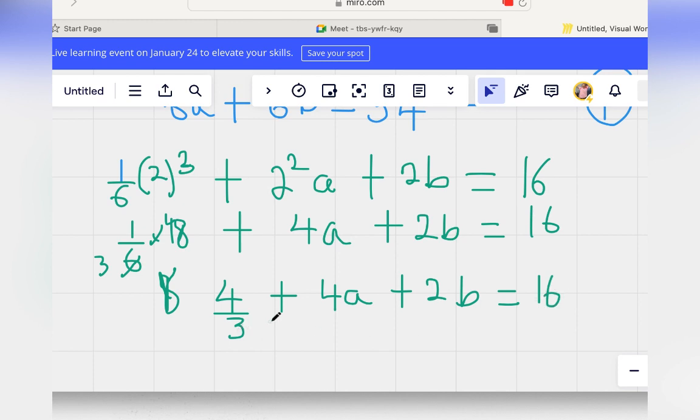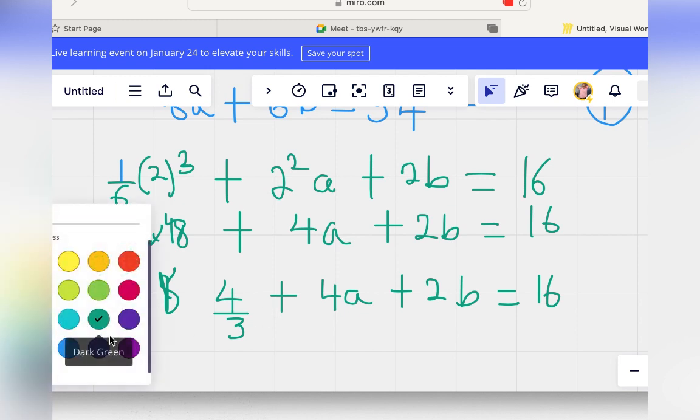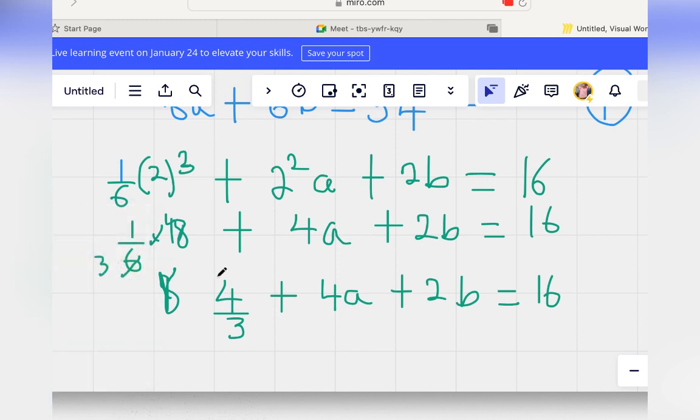Now the next step is to multiply through by 3, the denominator, so that we can remove this fraction. So I'm going to multiply all through by 3. Multiply each one of them by 3 so that you don't make a mistake. If I just put one big bracket, you may make a mistake. Multiply here by 3. Multiply here by 3.